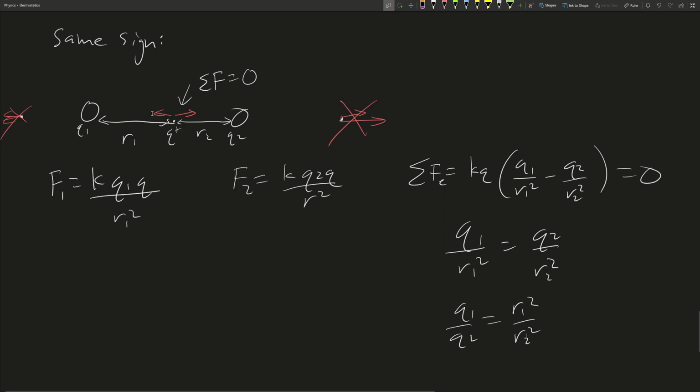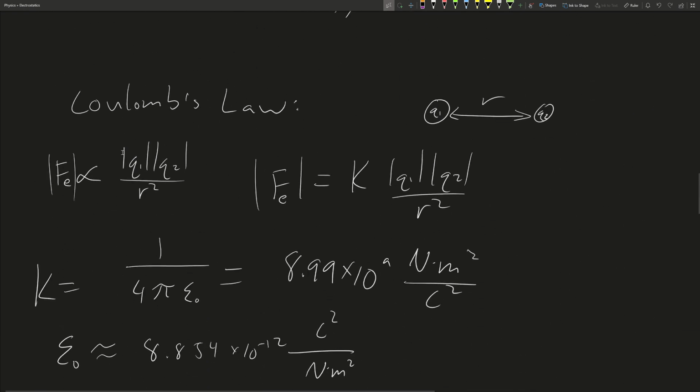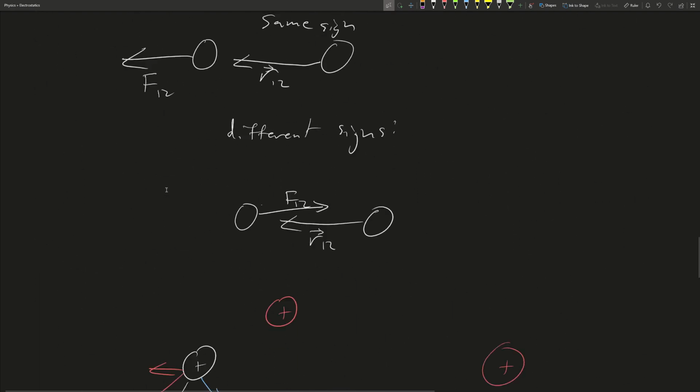So this makes sense, because if Q1 is stronger than Q2, then the test charge will have to be a greater distance away from Q1 in order for the forces to balance out. And this follows the inverse square law we see with Coulomb's law, because the force is proportional to the inverse of the square of the distance between them.